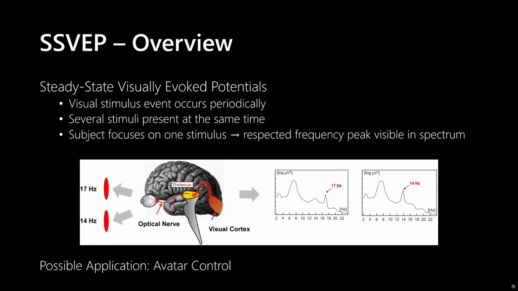Just in case you don't know, Hertz means essentially that this object, this light, is flashing 17 times or 14 times per second. So this is one other way that you can differentiate, based on somebody's EEG activity, which object they're currently focusing on.